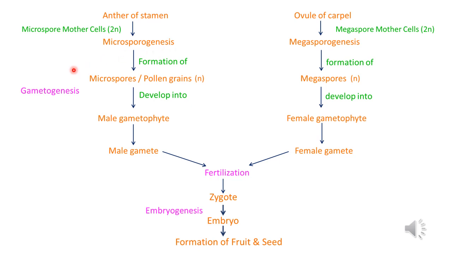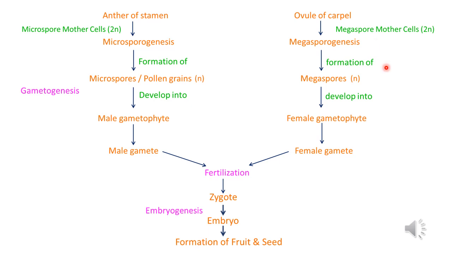microsporogenesis. Now, each microspore or pollen grain further metamorphoses into the male gametophyte, which will develop the respective male gametes. On the other hand, in the case of female reproductive organs, the ovule located within the ovary of the carpel consists of a single megaspore mother cell. The megaspore mother cell, which is diploid, undergoes meiosis to form the megaspores, which are haploid. This process of formation of megaspores is known as megasporogenesis.